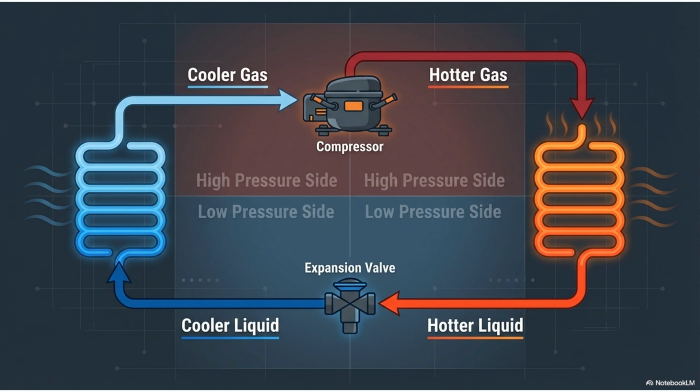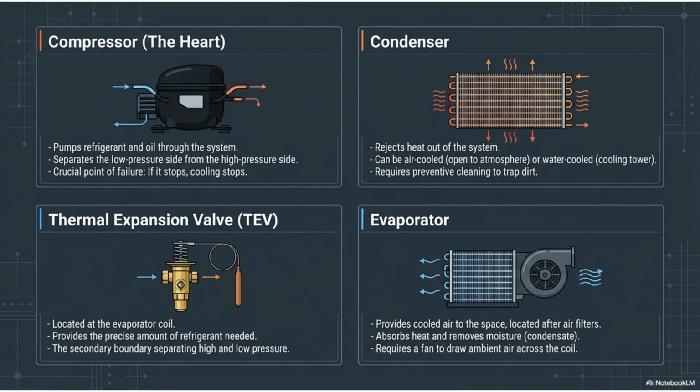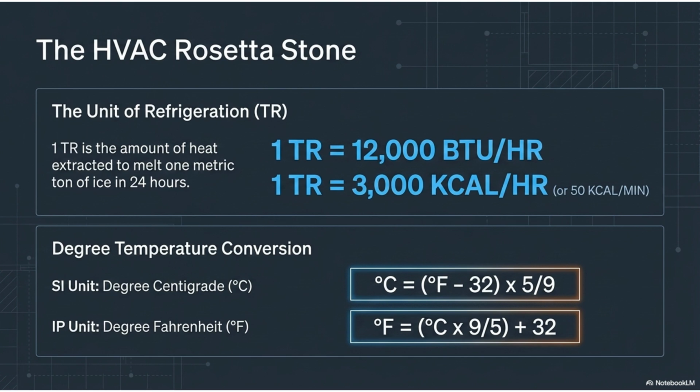The refrigeration cycle uses a compressor, condenser, expansion valve, and evaporator to move heat. This diagram illustrates how the refrigerant transitions between high and low pressure sides and hotter and cooler states as it cycles through the system. The main components include the compressor, which pumps refrigerant, the condenser, which rejects heat out of the system, the thermal expansion valve, TEV, which controls refrigerant flow, and the evaporator, which absorbs heat and provides cooled air.